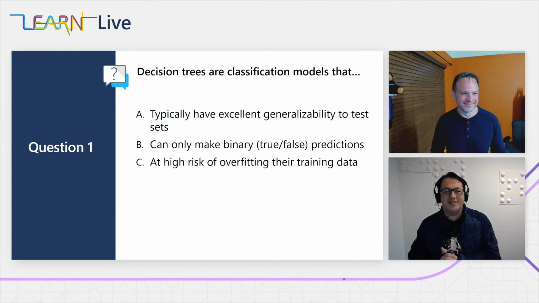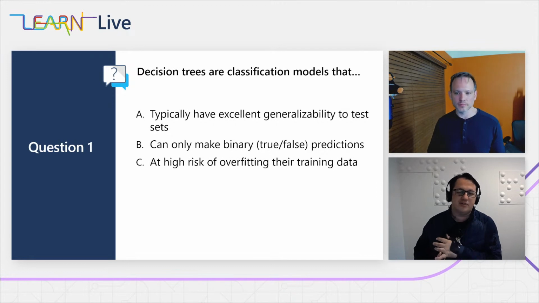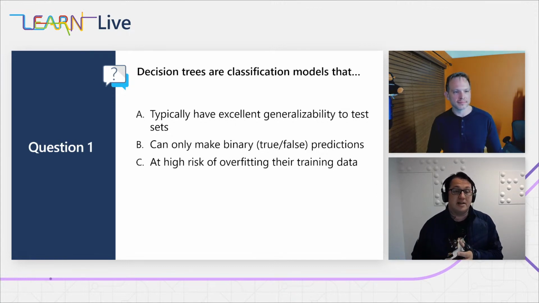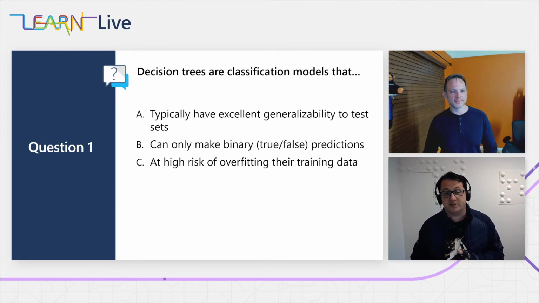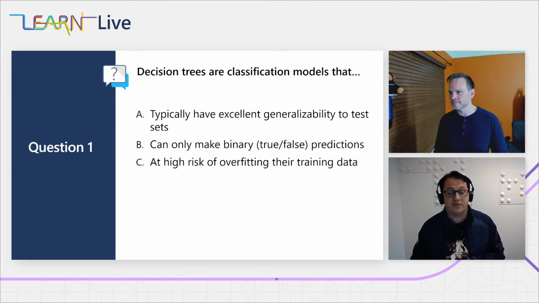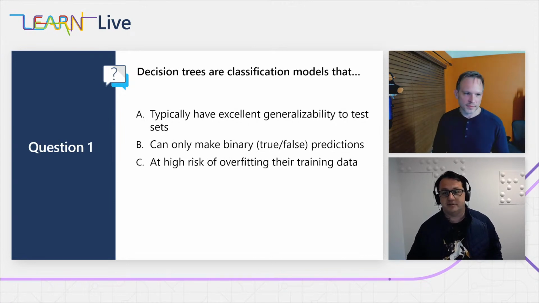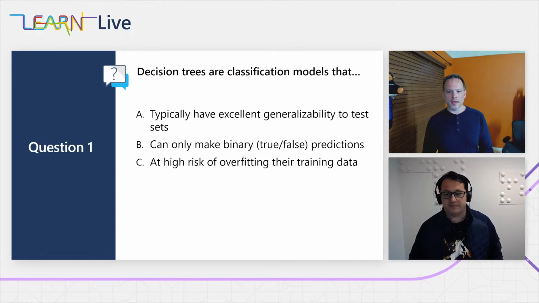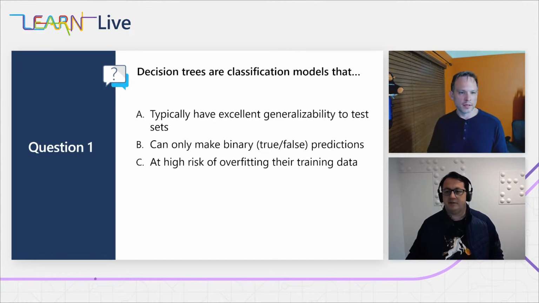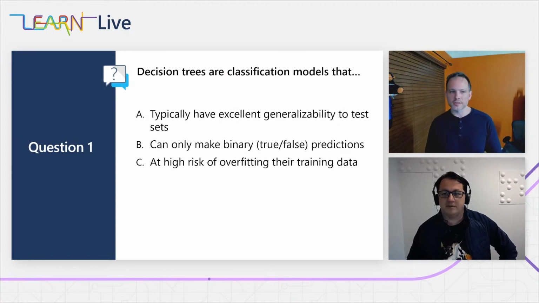All right, question 1. Decision trees are classification models that A, typically have excellent generalizability to test sets, B, can only make binary true or false predictions, or C, are at higher risk of overfitting their training data. All right, so everybody give us some answers too. And I will also give an answer.